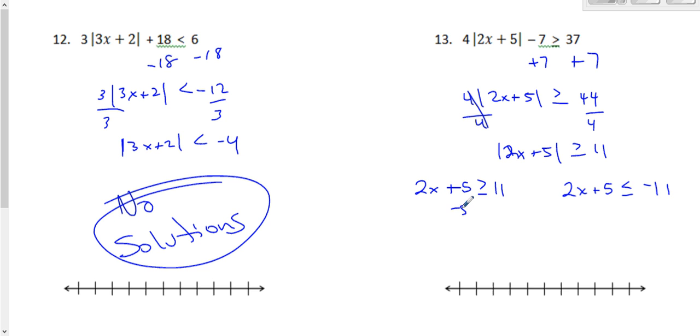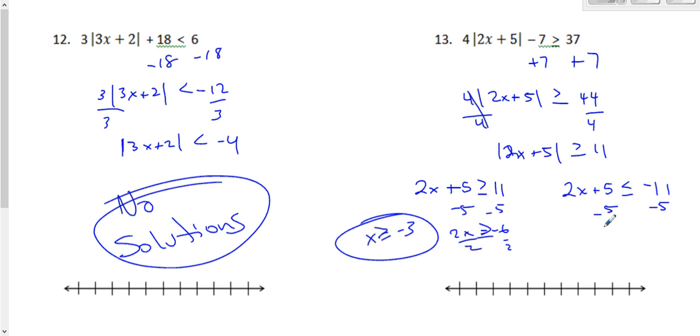Now we solve, so we subtract the 5, we get 2x equals -6, divide by 2, and you get x equals -3. Oops, not equals, but greater than or equal to. Over here, when you subtract the 5, you will get 2x is less than or equal to -16. When you divide by 2, you will get x is less than or equal to -8.